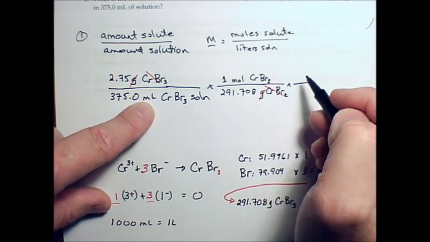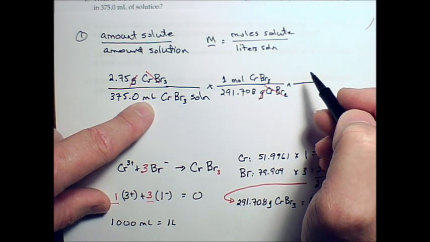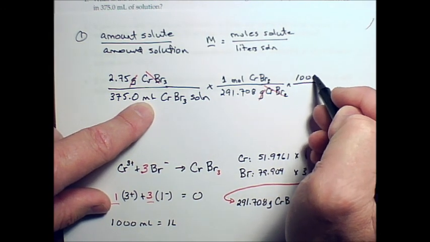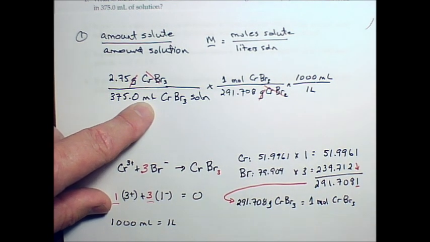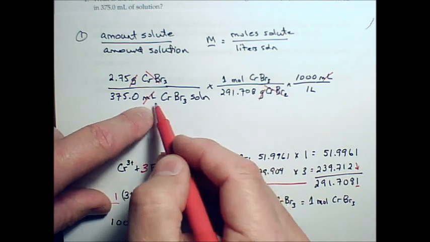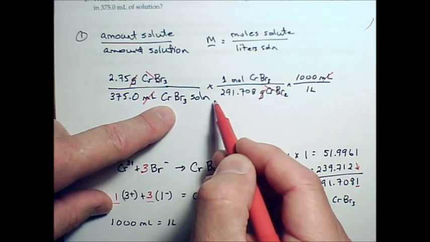So I was right, 375,000. No. I'm going to put 1,000 milliliters on the top and 1 liter on the bottom. That's going to allow me to cancel the milliliters and will leave me with liters of the chromium bromide solution.